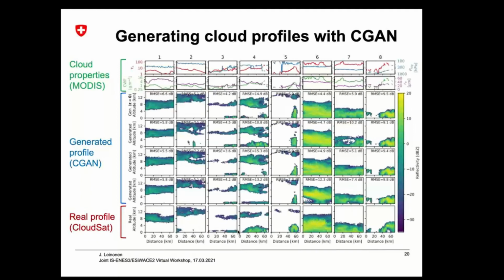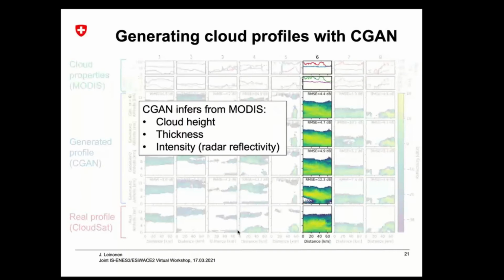And let's look at a couple of these columns in a bit more detail. So from this one, we see that the conditional GAN has learned to infer the cloud height and the thickness quite well, and also the intensity of the precipitation, which is here reflected by the radar reflectivity.